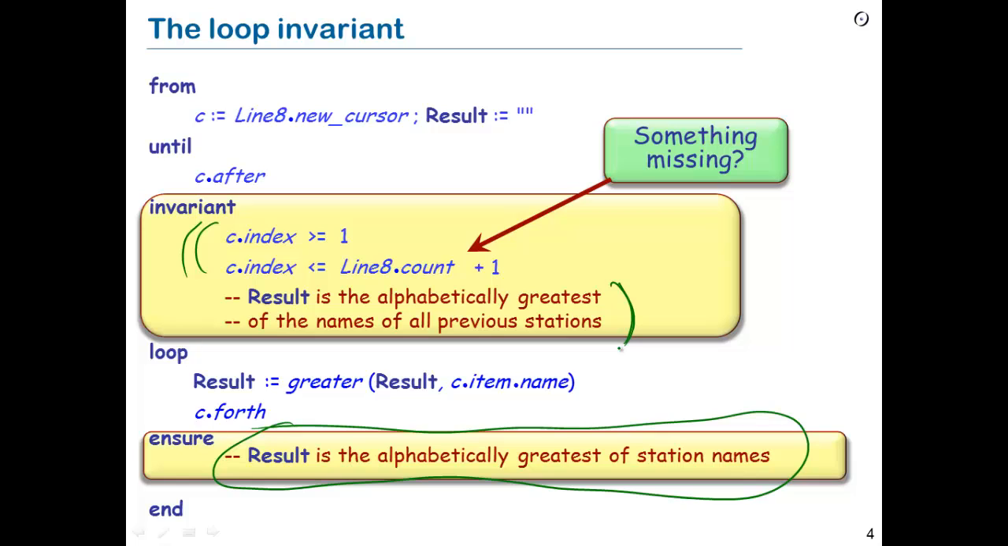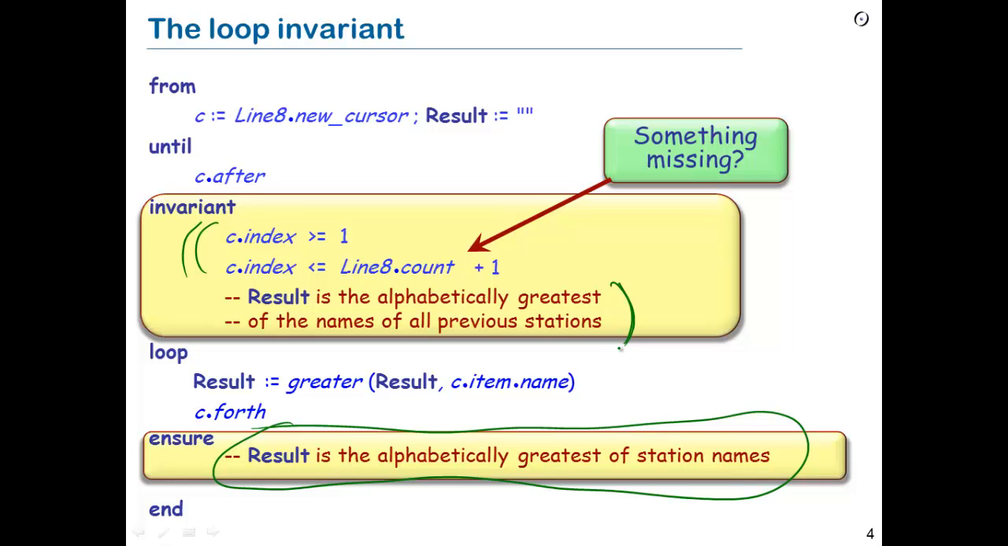The index will always be at least equal to 1, at most equal to count plus 1 of line 8, and the result will at each step be the alphabetically greatest of the names of all stations considered so far. So this is what the invariant is. It tells us what is true during the loop. More precisely, as I mentioned already, before each iteration and after each iteration of the loop.